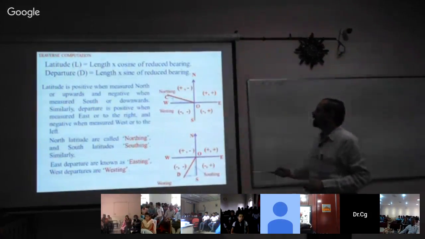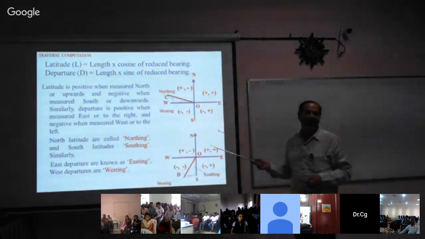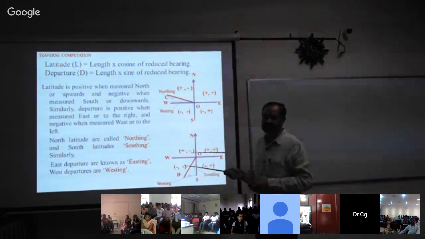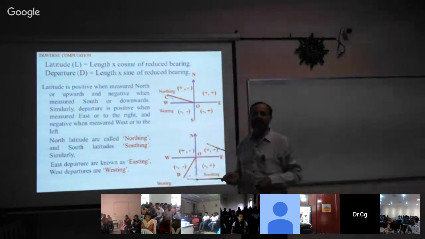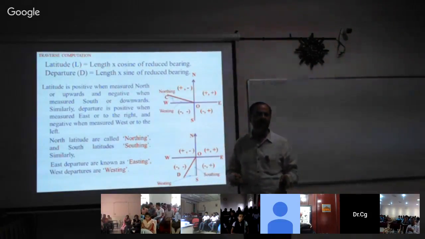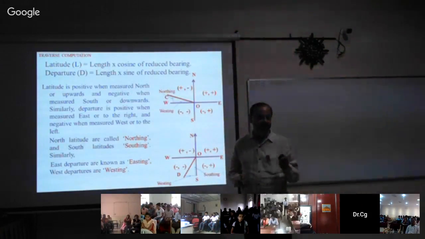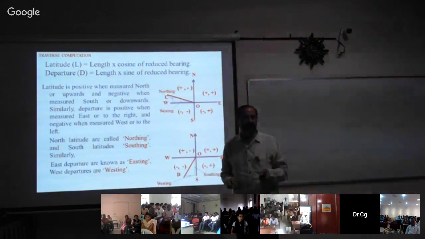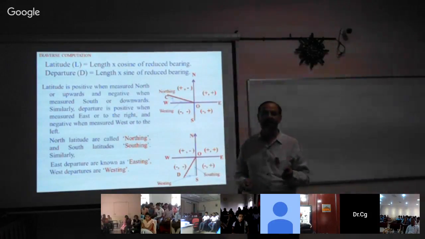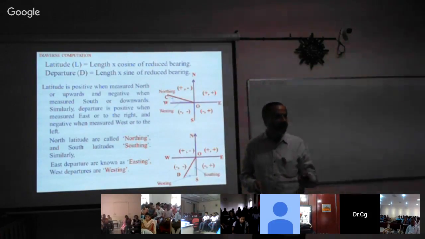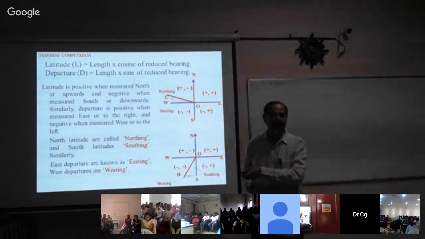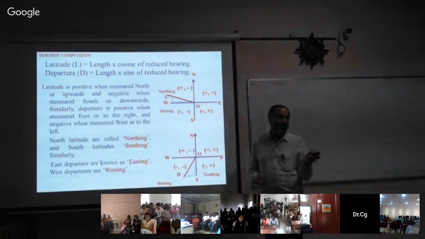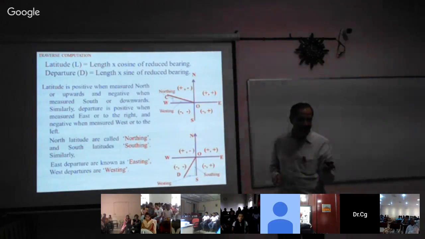Now, we have already discussed this in the previous class, elaborately: northing, southing, easting, westing. The north coordinate of the survey line is the northing, the south coordinate is the southing, the east coordinate is the easting, and the west coordinate is the westing. Got it? Understood? So we go ahead.